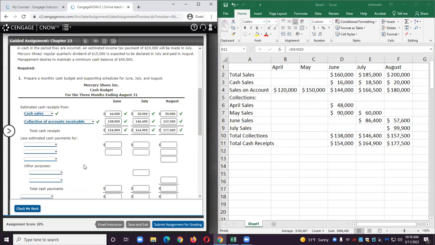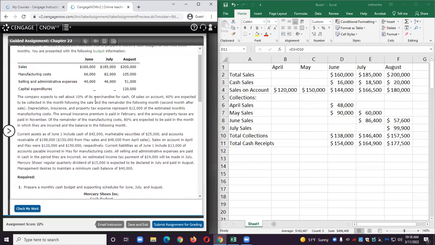All right. So now let's look at our cash payments. That was our cash receipts. We'll look at our cash payments. Again, let's come up here. We see we have manufacturing costs and selling administrative expenses, capital expenditures. We also have this information.